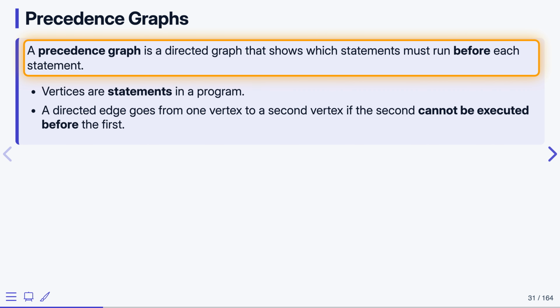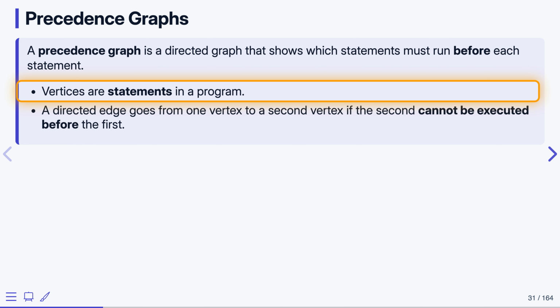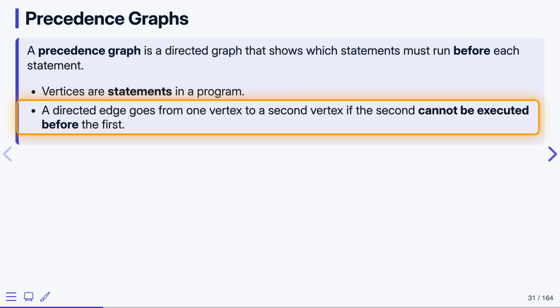A second software model now, called a precedence graph. It tells us the order in which statements must run. Each dot is one statement in the program. We draw an arrow from one statement to a second statement when the second statement cannot run before the first. So the arrows are the rules about order. Let's look at a small program and work out its arrows.